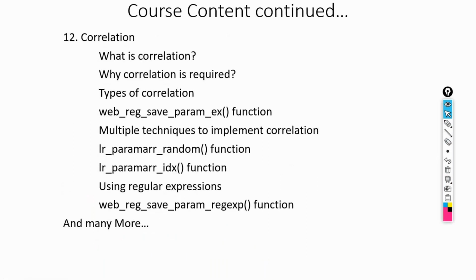Then a very important concept called correlation, especially for the web protocol, whatever web applications we are testing. It's so important that if you don't implement this, your script might fail for sure. 99.9% the script might fail if you're not concentrating on this concept in your script. And if you don't implement this, your script is not valid, first of all.